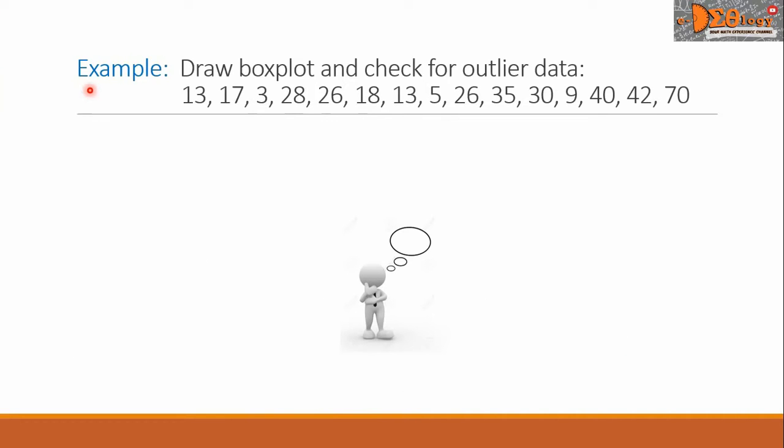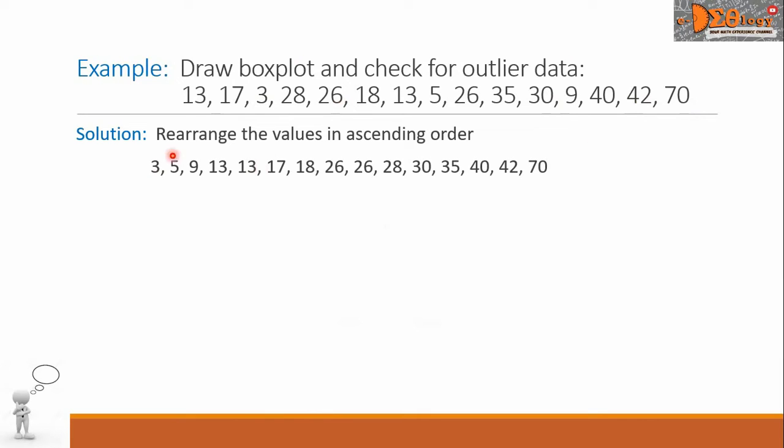Let us see this example. Draw boxplot and check for outlier data. Here are the data. For our solution, step 1 is, let us rearrange the values in ascending order. So we have here the lowest data as 3 and the highest value is 70.